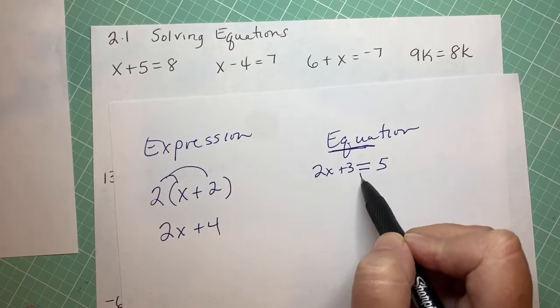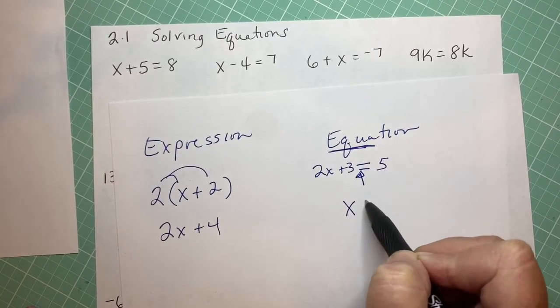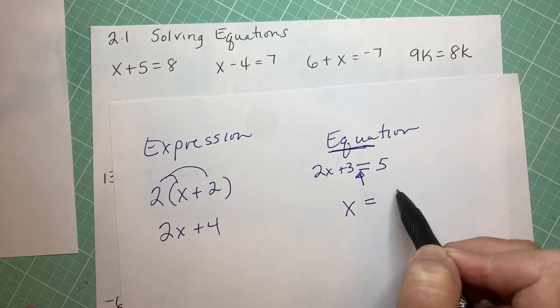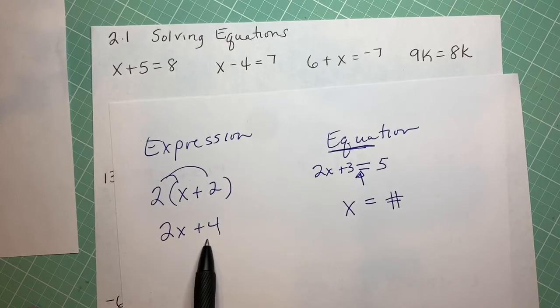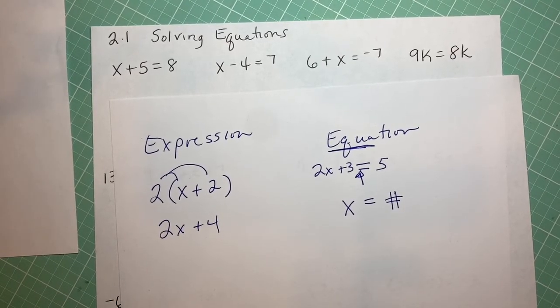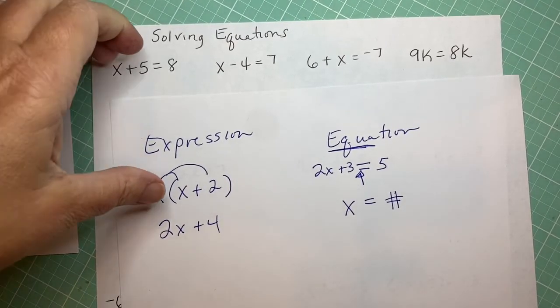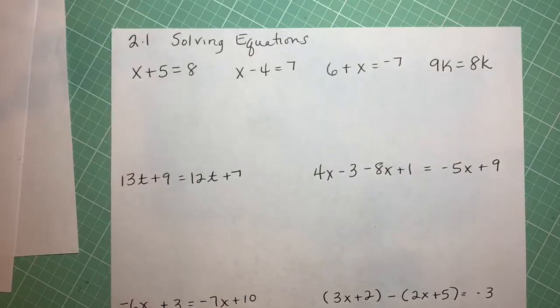And so when you have an equation is when you need to solve for x. You need to get your x on one side and your number on the other side. When you have an expression, you don't have to do that. And so in chapter 2, we're going to be looking at equations. So let's look at this first one.